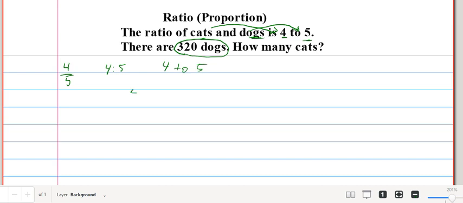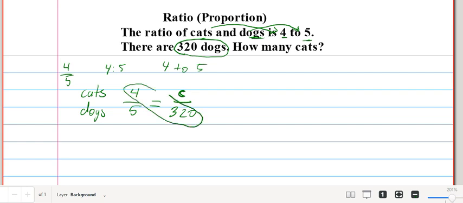So I would say 4/5 equals, and my 4 represents what? Cats. So I would write that down here. My 5 represents dogs. Equals, we're looking for cats. So I'm going to call it C. This is what we're looking for. Cats, right? But they told me how many dogs. I have two sets of information for dogs. This is why I can set up the two fractions equal to each other. 320 dogs. Okay? So with this, we cross multiply, or what I also call it is X multiply, right?